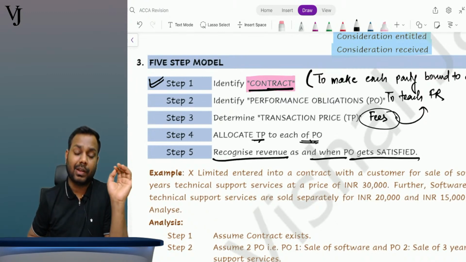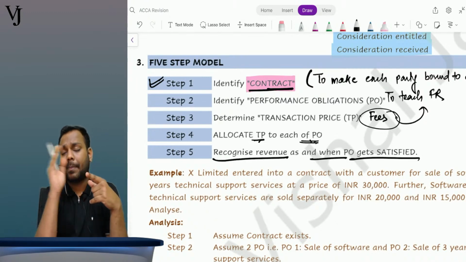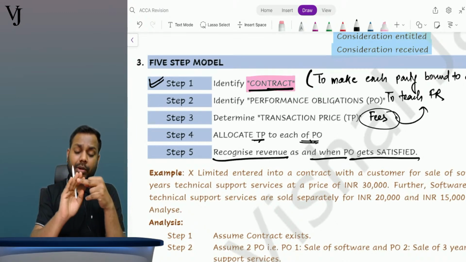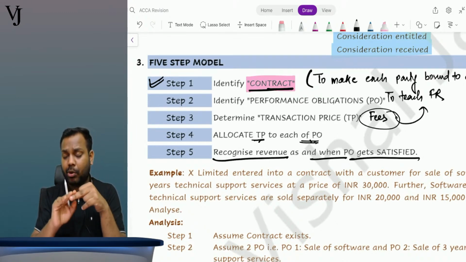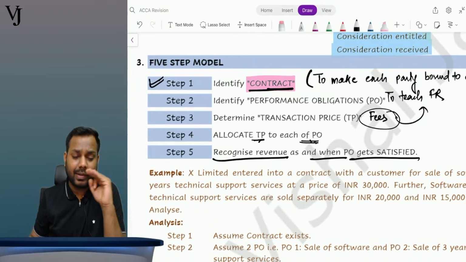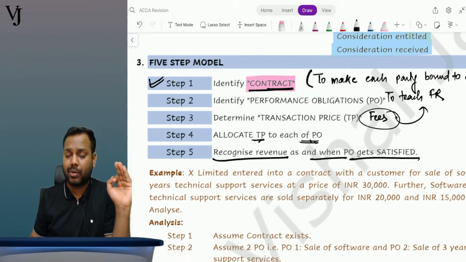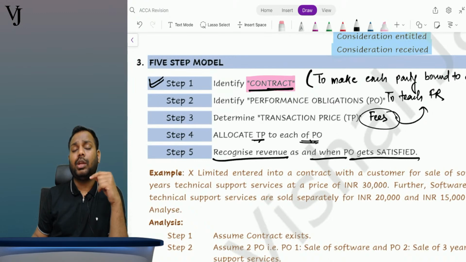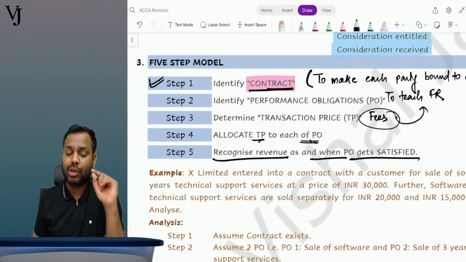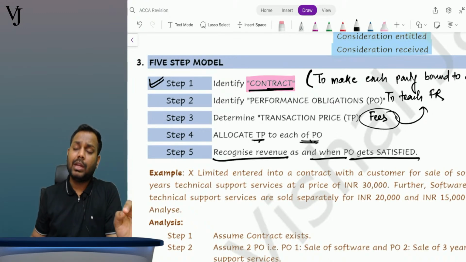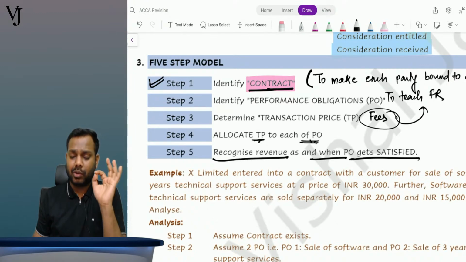Then recognize the revenue as and when the performance obligation gets satisfied. Let's suppose when you transfer the laptop, recognize the revenue for the laptop. When you transfer the keyboard, recognize the revenue for the keyboard. It doesn't matter when you have received the money. What matters is when you are transferring the goods or services; it is on that date you have to recognize the revenue.